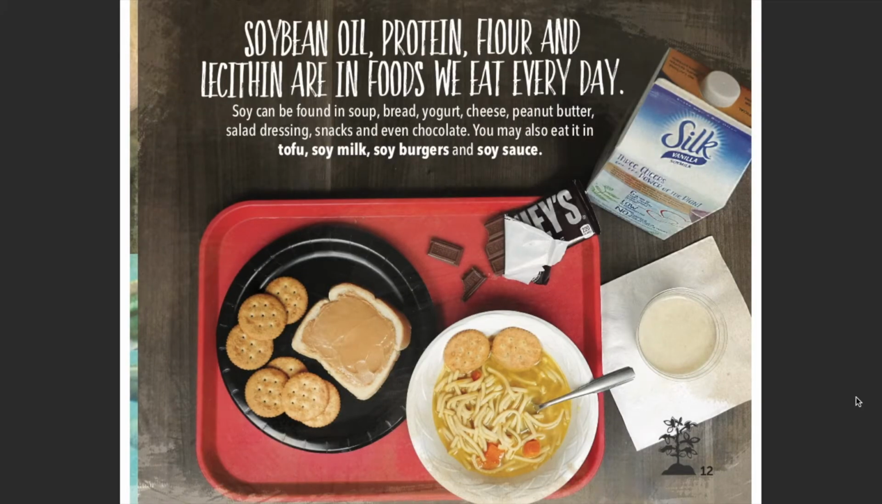Soybean oil, protein, flour, and lecithin are in foods that we eat every day. Soy can be found in soup, bread, yogurt, cheese, peanut butter, salad dressing, snacks, and even chocolate. You may also eat it in tofu, soy milk, soy burgers, and soy sauce.